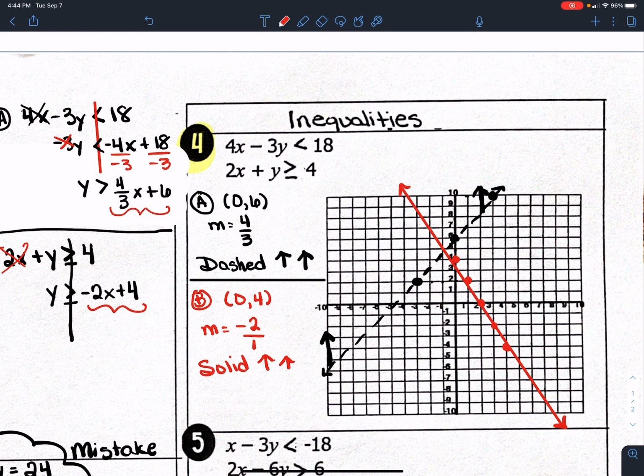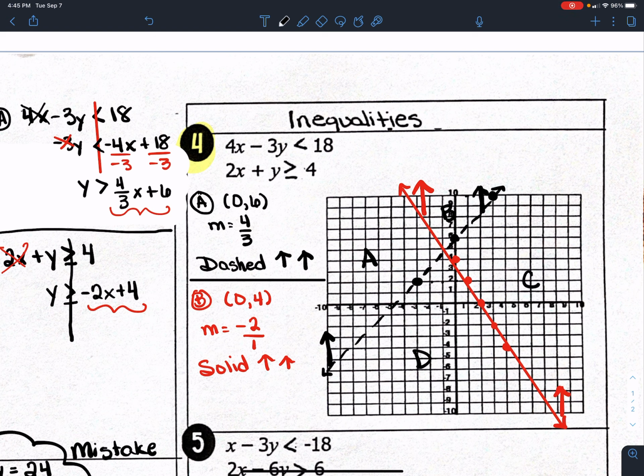Let's finish up. Now that we've got this solid line graphed, and we have the slope and the y-intercept, it's going to be shaded above. So we're going to shade above this. Now I'm looking at 4 parts here: part A, part B, part C, and part D. I need to shade the part where both the red and the black arrows overlap, okay?